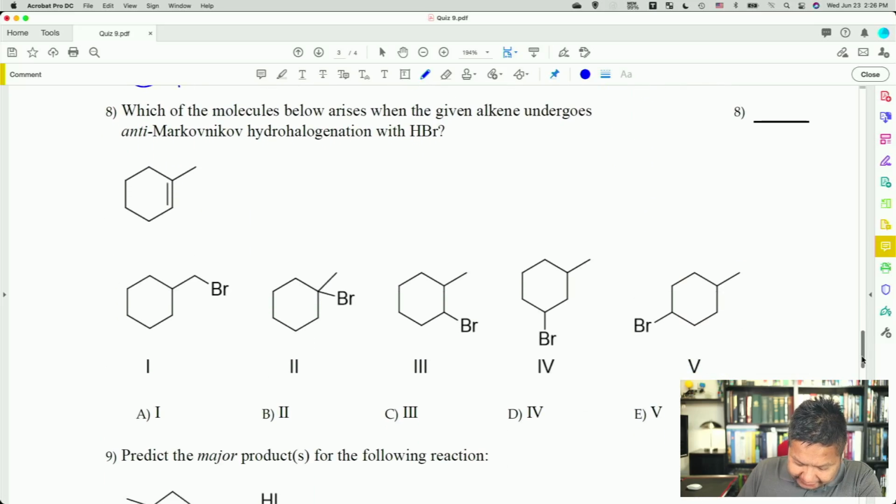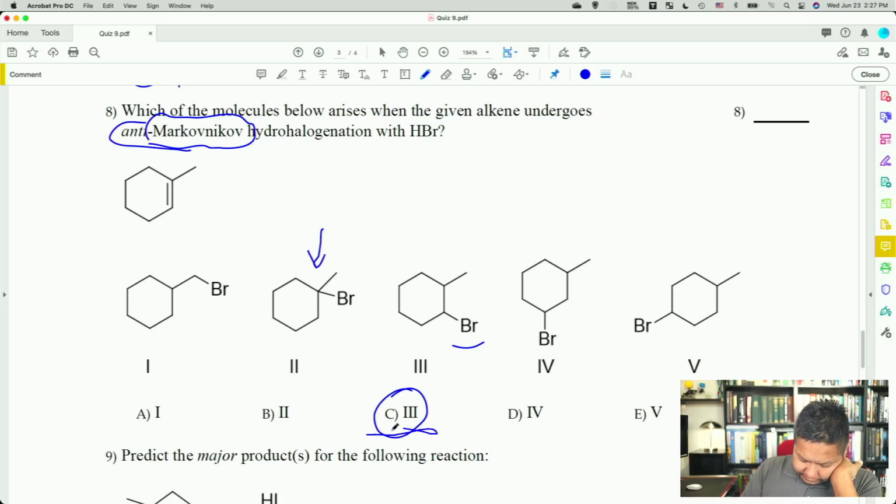The next question is basically the same thing. Which molecule below arises from the given alkene undergoing anti-Markovnikov addition of hydrohalogenation of HBr? The only one here that has anti-Markovnikov addition is this one right here, the one with the least substituted carbon. The least substituted carbon gets the bromine. If it had been a regular Markovnikov addition, it would have been this one. But since it's anti-Markovnikov addition, it's definitely structure 3.